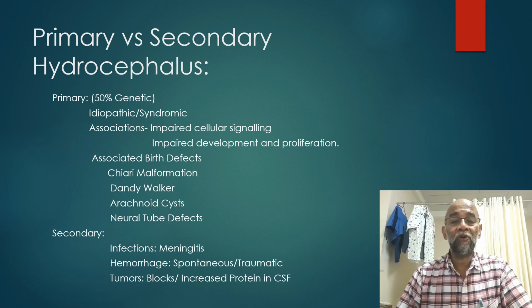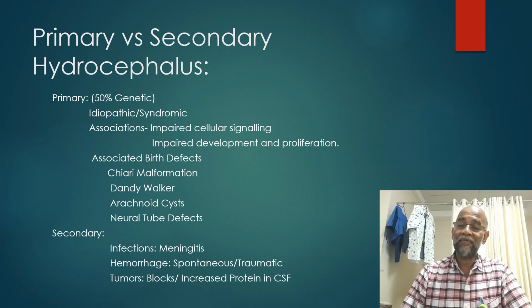Secondary blockages of CSF flow can occur because of infections, meningitis, especially tubercular meningitis. Hemorrhages, spontaneous, like an aneurysmal subarachnoid hemorrhage, might result in communicating hydrocephalus. Traumatic blood clots block the arachnoid sieves, resulting in increased CSF volume in the cranial cavity. Tumors can produce blocks. They can be anatomical blocks, that is, they are blocking one of the ventricles or one of the drainage tubes of the ventricles. Or it can be just because of increased proteins secreted by tumors, which makes the CSF more viscous and less easy to absorb.